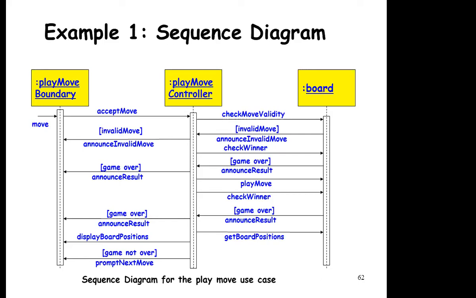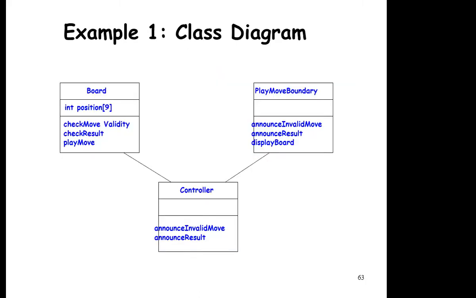You may be asked to make a class diagram, object diagram, or sequence diagram of tic-tac-toe or any other system. Next. So this is the class diagram, just see. There are different classes and objects of different classes. One is the board class, then the play move boundary class, and another is the controller class. They interact with each other also. There can be an aggregation, association, or some type of dependency, any type of relation between these classes. Next.